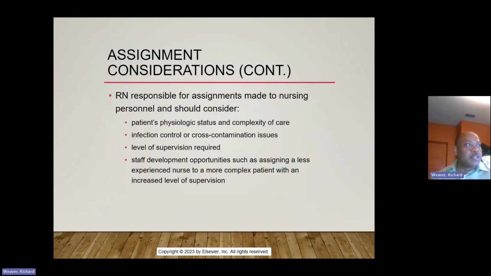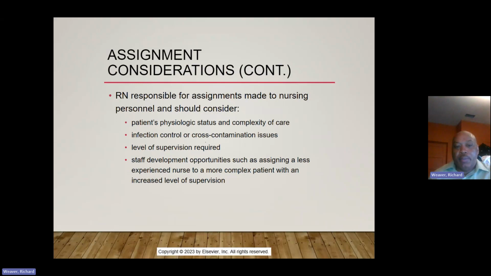So we're continuing the discussion about assignment considerations. The RN is also responsible for assignments made to personnel in the clinical setting, right? As RNs, we're still overseeing the assignments that are given to, for example, the LPN and the assisted personnel. Now, several factors should be considered when making assignments.